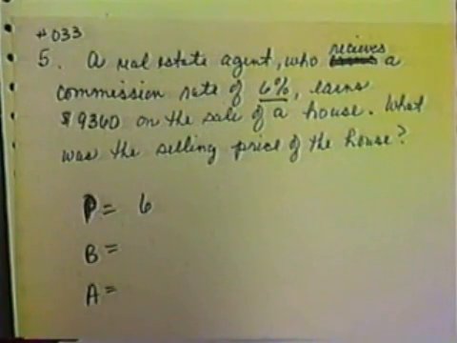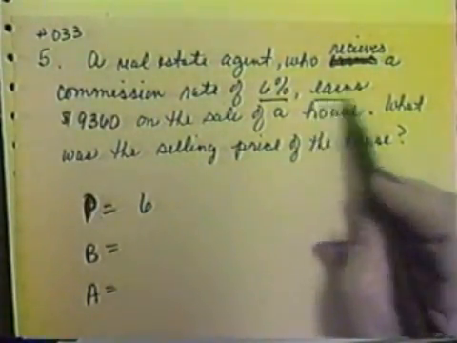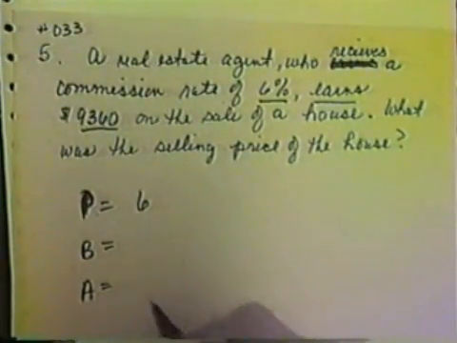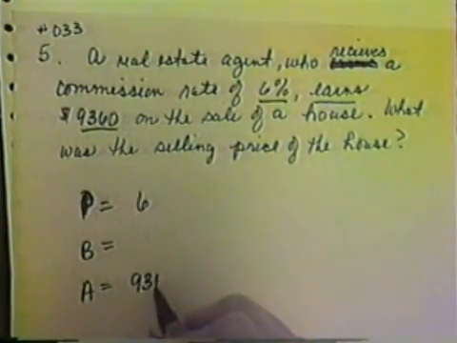The base is going to be, well, we're dealing with commission again. Remember, the amount is how much they earn. The commission is how much the real estate agent earns. So we want to know how much he is going to earn in this problem. Does it say how much he makes? Well, it says he earns $9,360. So that's going to be the amount.